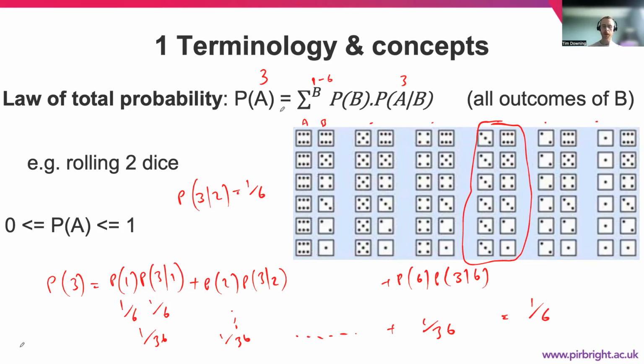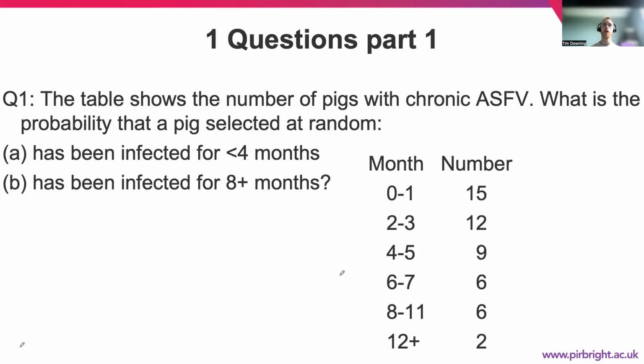So let's look at some examples of questions. Starting with one on very basic probability. So you can think about the numbers of pigs with chronic ASFV, African swine fever virus. What is the probability the pig selected at random has been infected for under 4 months? So that's going to be the sum of these divided by the total here, which is going to be 50, I think. So that's going to be 27 over 50 for A.